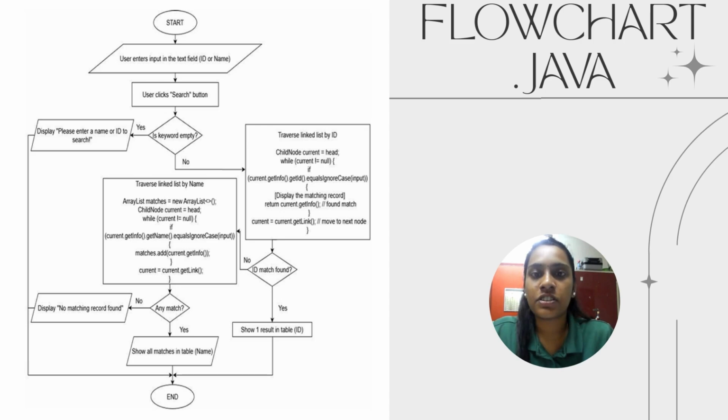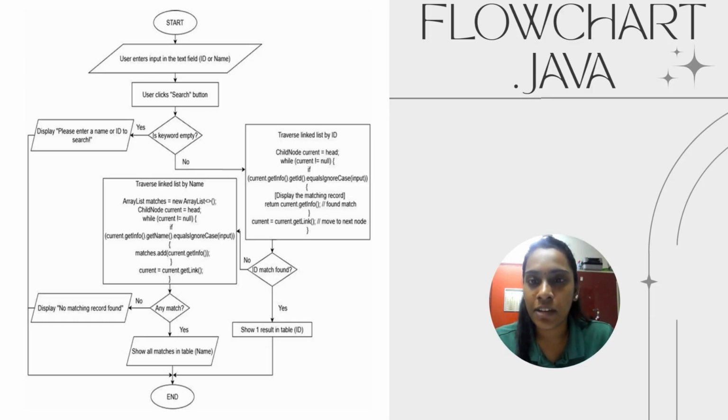Fourth, first traverse the linked list by ID, the right part. We always try ID search first because ID is unique. So start from head, move node by node using current equals current.getLink, and compare using equalsIgnoreCase. If the ID is found, immediately show one result in the table even if the name also matches. Number five, if no ID match, then go to name search, which is the middle part. So again, start from head, traverse the entire list, and collect all matching names into an ArrayList in case of duplicate names.